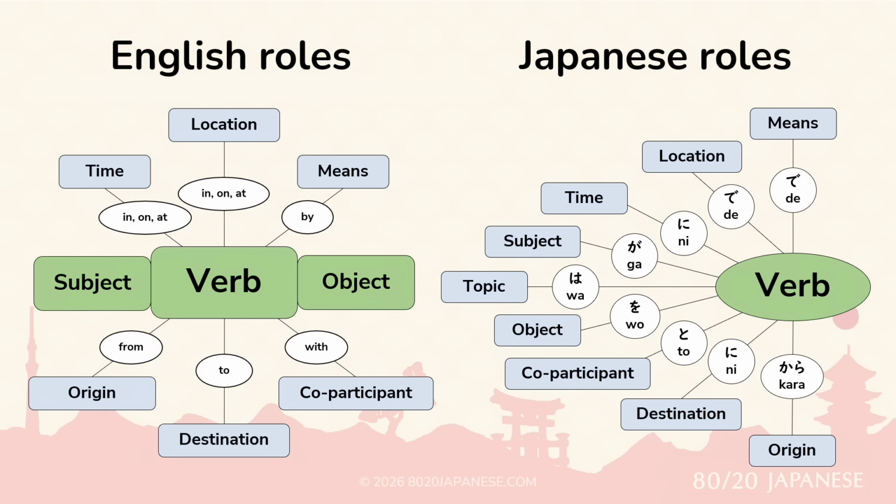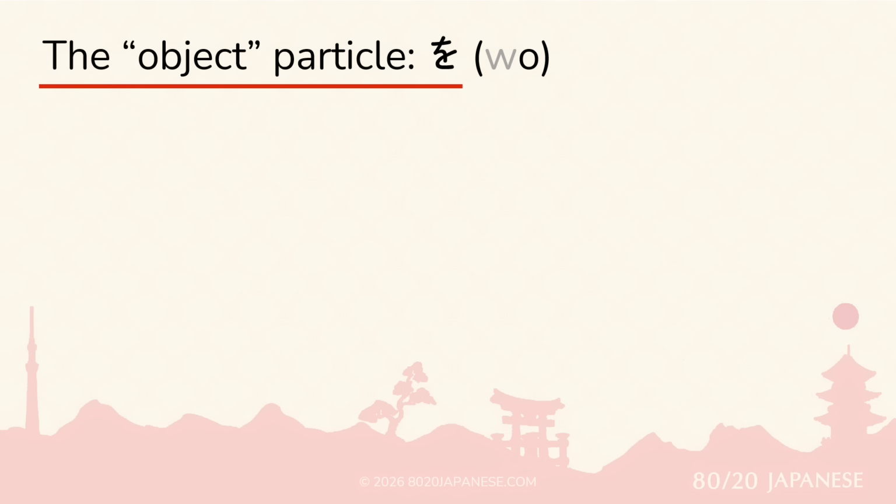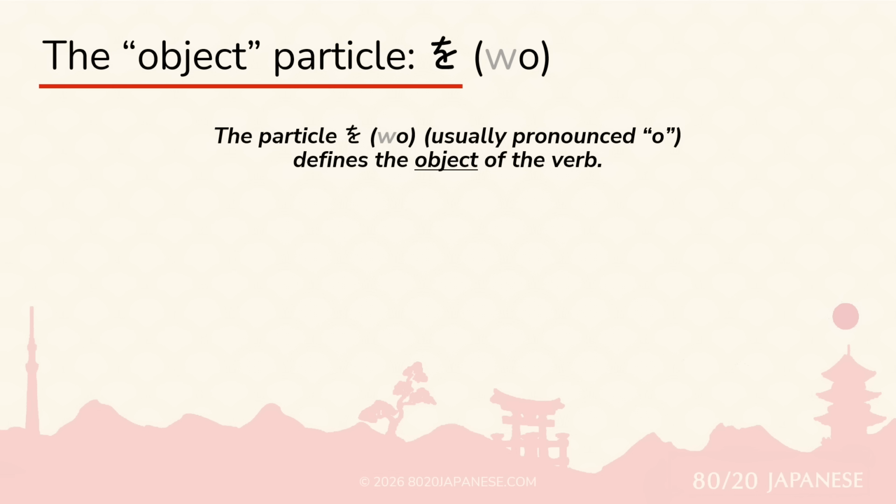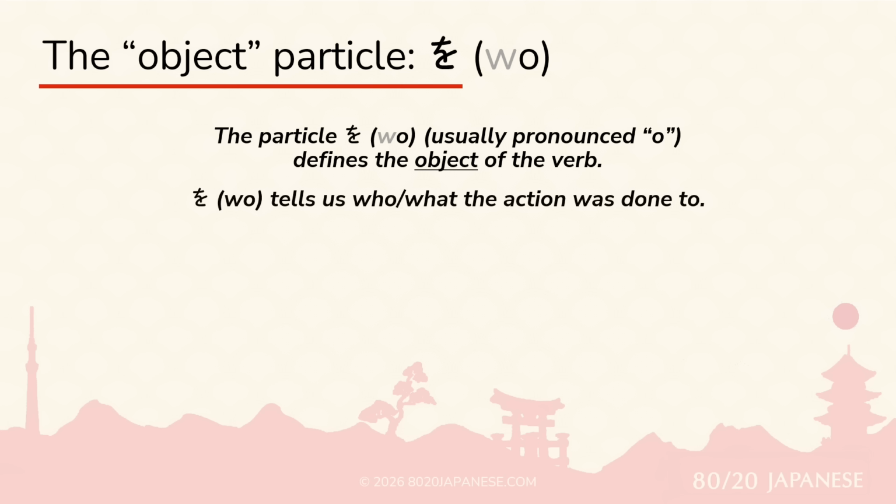Now that we have a general understanding of what particles are and how they work, let's look at a couple of the most common and very, very useful particles. The first one we're going to look at is the object particle o. The particle o, which is usually pronounced o and not wo as it's written, defines the object of the verb. What that means is that o tells us who or what the action was done to.